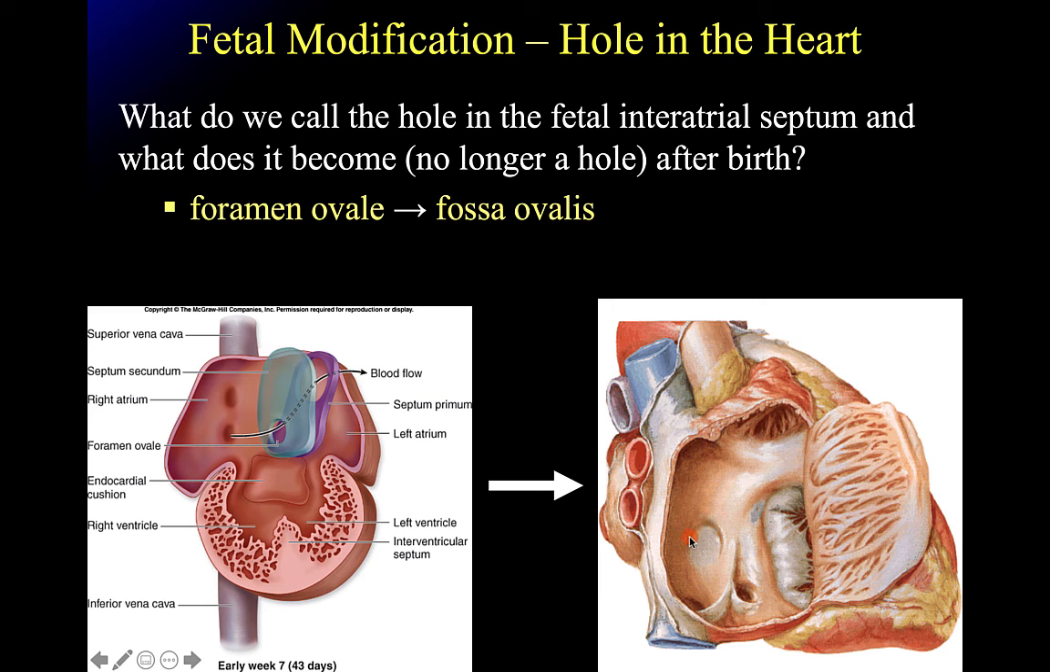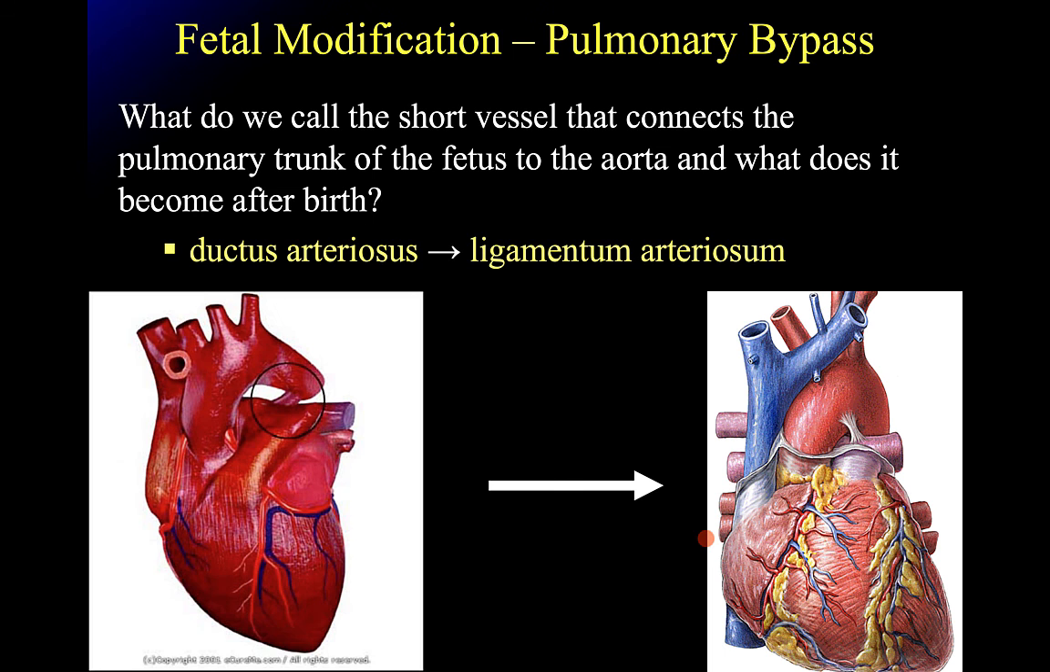But we can find in any adult heart a little depression here and a slightly thinner wall of that interatrial septum, which we call the fossa ovalis. Of course, we know that a fossa is an indentation, and this has the same shape there.